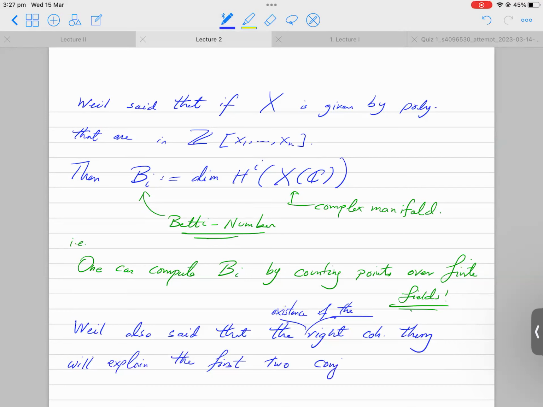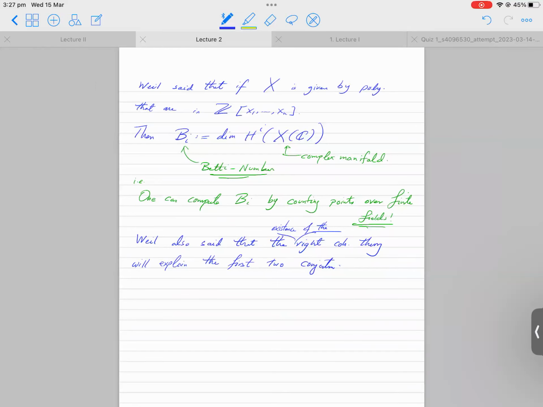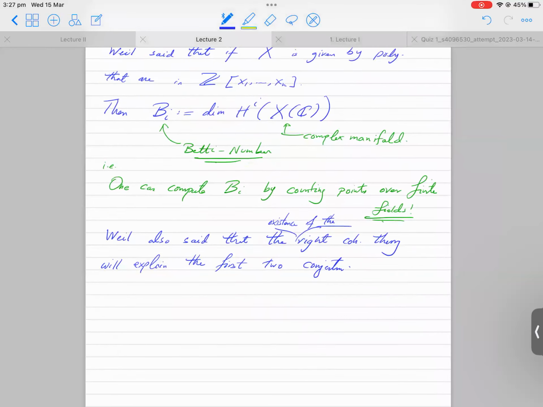And then the race was on to find this cohomology theory. And that's essentially what Grothendieck and Serre and Artin, etc., were able to do with l-adic cohomology theory. So, okay, I think this is probably a good place to stop.